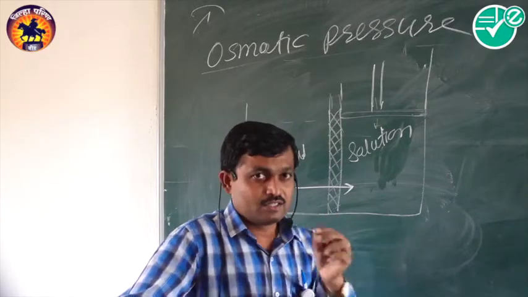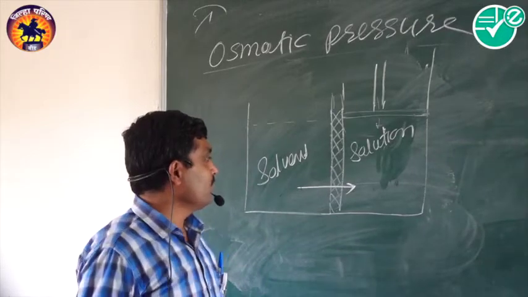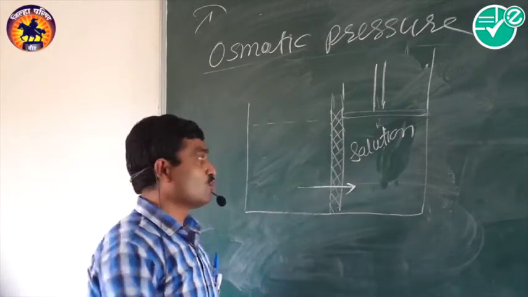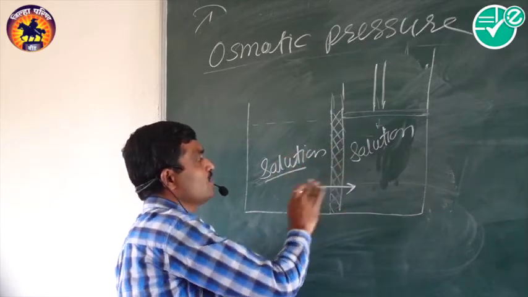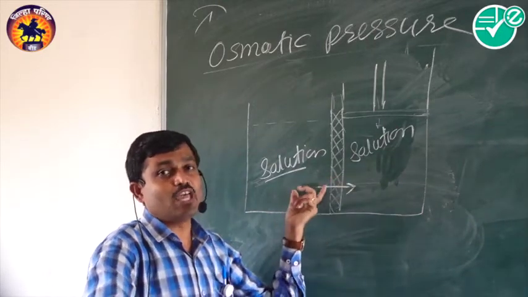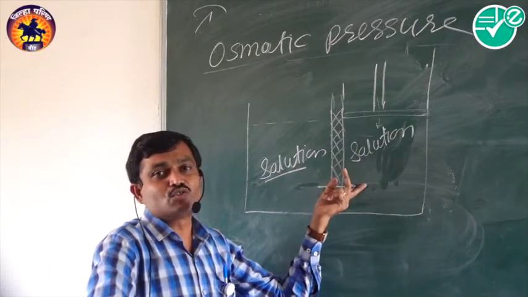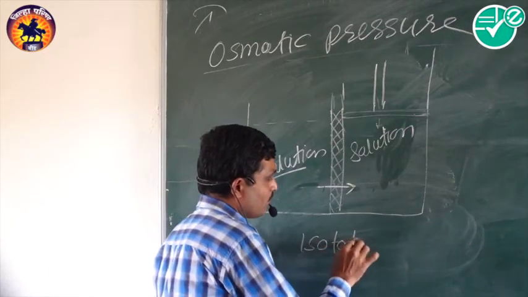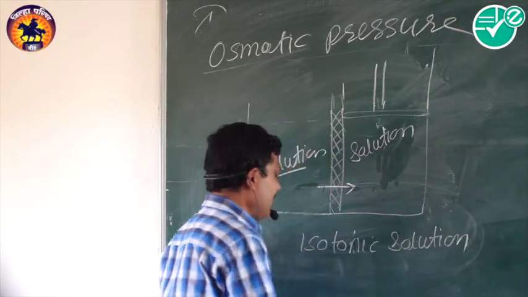Okay, now the osmotic pressure. If two solutions have the same concentration, the number of particles present in both solutions is the same, so no net flow is observed. Such solutions are called isotonic solutions.